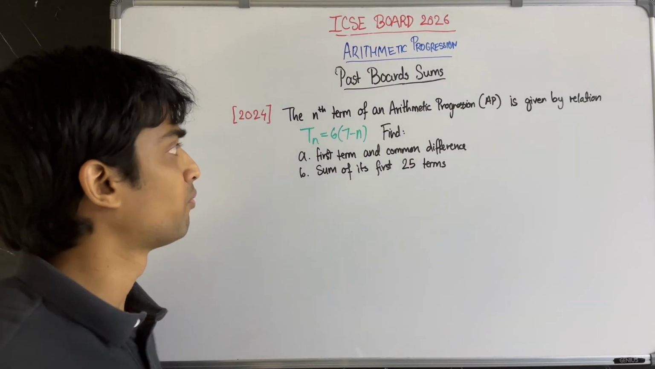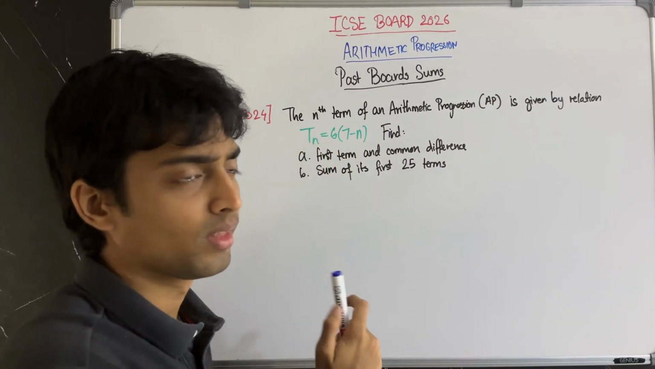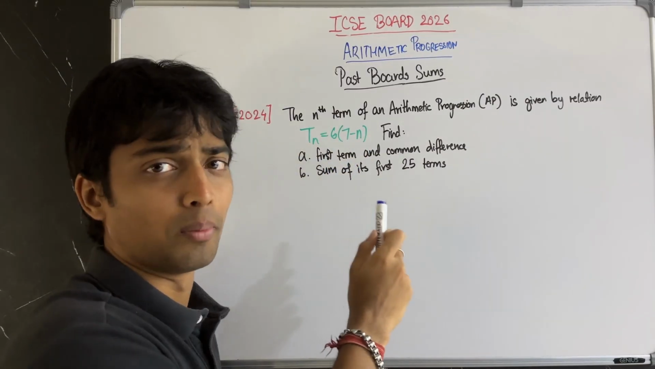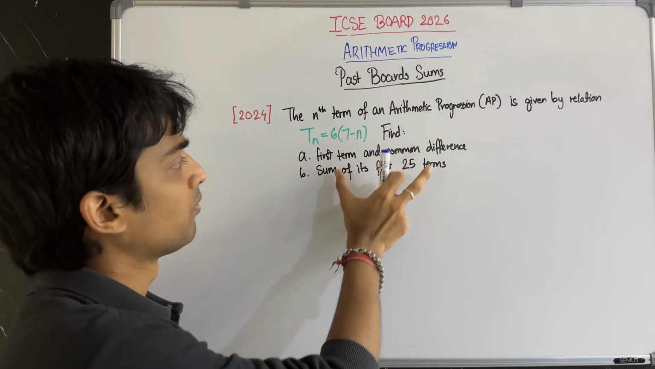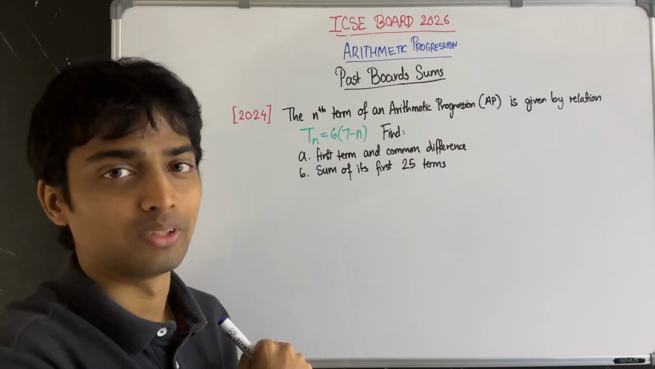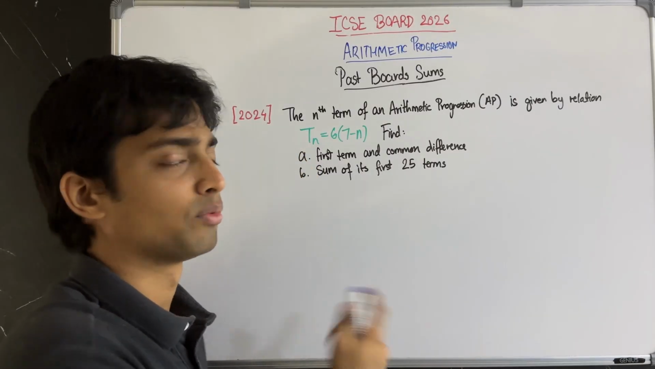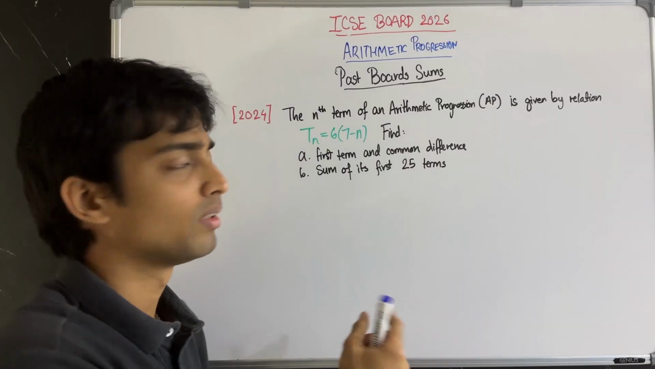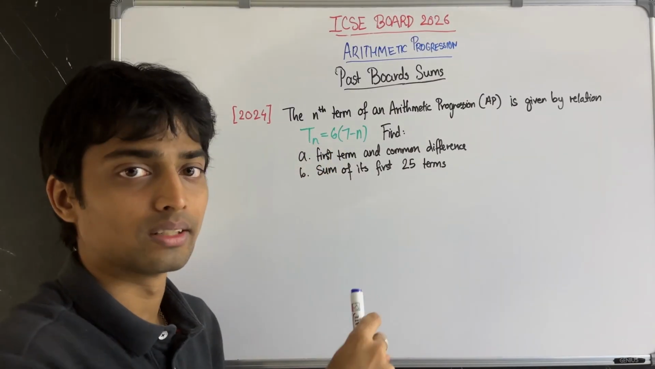Next we have the 2024 sum. The nth term of an AP is given by this relation. Find the first term and common difference and the sum of its first 25 terms. Let's focus on the first one, first term and common difference. So we already have a formula for Tn. So we'll just plug in n as 1 to get the first term. So T1 will be the first term. If you want the second term, we'll just put n as 2.